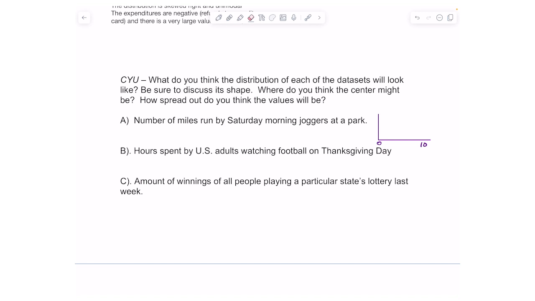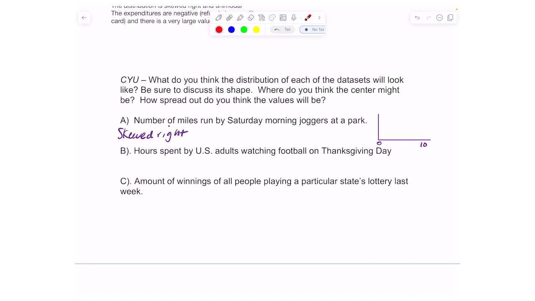When we're looking at number of miles run by Saturday morning joggers at a park, okay, if you think of typical people running, most people probably are not going to run more than 3 to 5 miles unless they're training for a marathon, or maybe they just get enjoyment out of running, but that's going to be very extreme, I think. So I would say the distribution of those runners would be skewed right. You're going to have a couple people maybe who go beyond 3 to 5. Like I said, if they're training for a marathon, or if they're Iron men or women. But other than that, most people are going to be less than that.